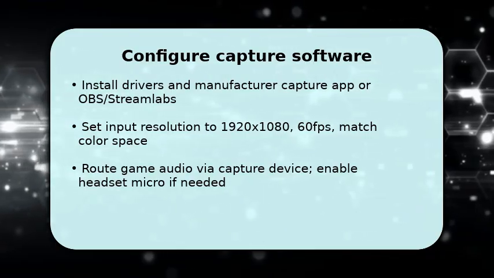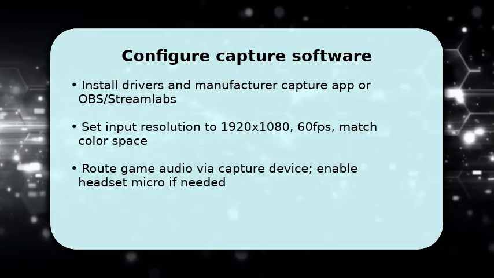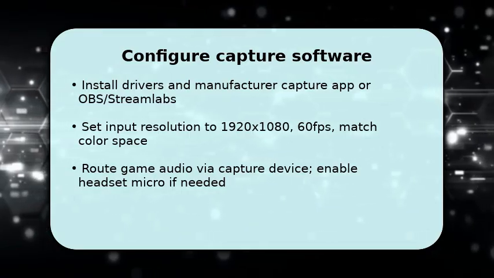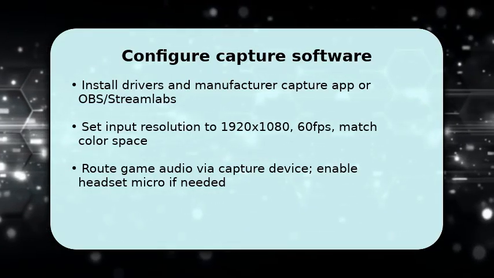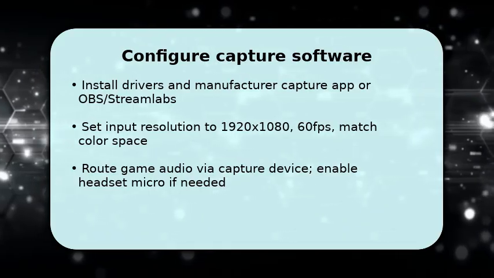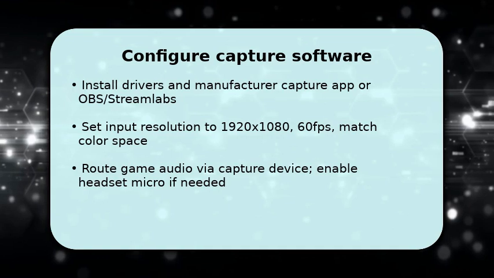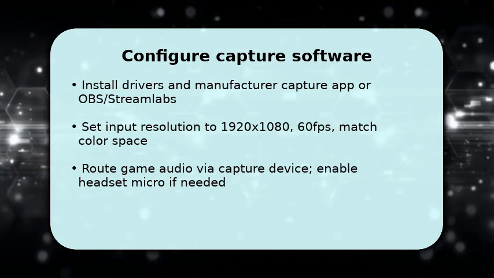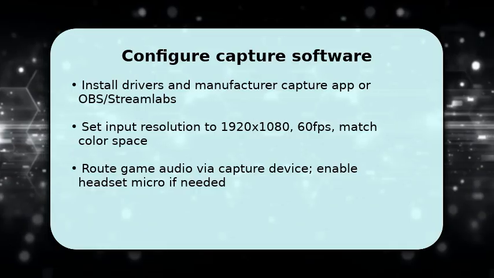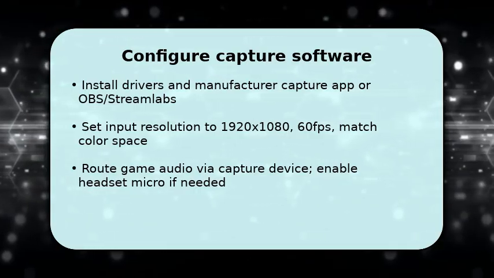Once the device is active, set audio input to the capture device so in-game sound is recorded. If you use a headset mic, add it as a secondary audio source and balance levels to prevent clipping. Finally, choose an efficient encoder, hardware NVENC or QuickSync, to reduce CPU load.